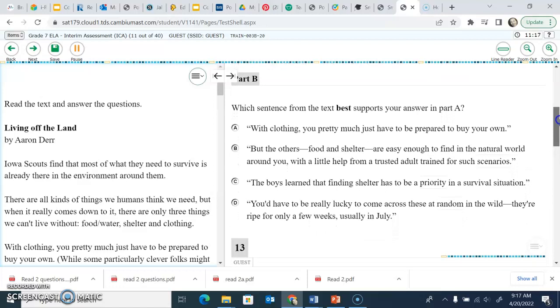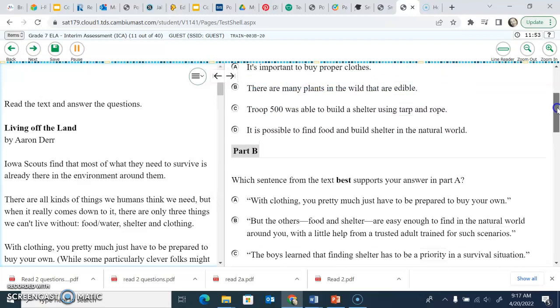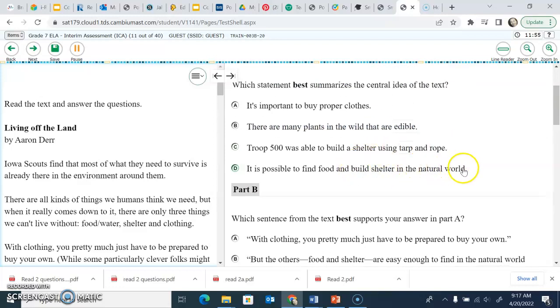Because if I am stuck, I should look for what supports the idea. So part B, which sentence from the text best supports your answer to part A? I want to take each of these lines one by one and figure out what they are talking about, and do they support the two choices, B and D, that I have. With clothing, you pretty much have to be prepared to buy your own. So I know that's not going to be my answer, right? Because clothing wasn't it. It was talking about food. B, but the others, food and shelter, are easy enough to find in the natural world around you with a little help. That sounds very similar to this last statement here.